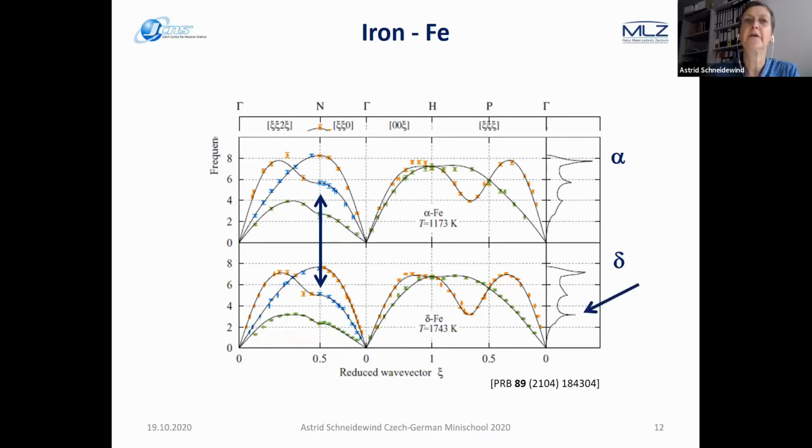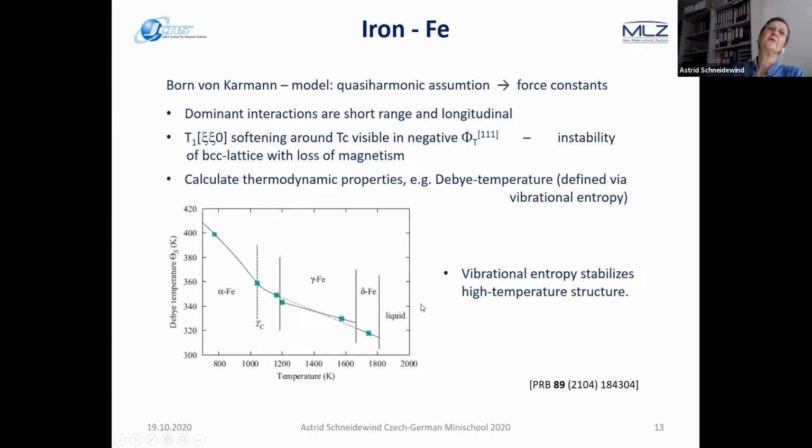And in addition, we have an additional density of phonon density of states, which is also related to these kinds of energies. And if you now apply the Born-von Karman model and calculate the force constants, and from this go on and calculate the thermodynamic properties, you can easily find that there is a vibrational entropy, an additional entropy, which stabilizes this high temperature phase in iron against the so-called optimal solution, which is lost at a little lower temperatures.